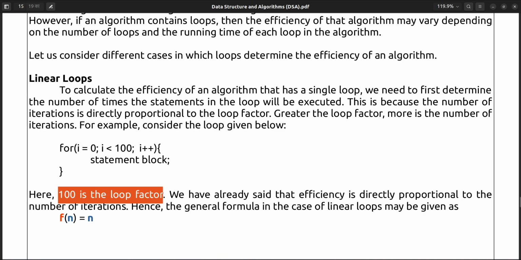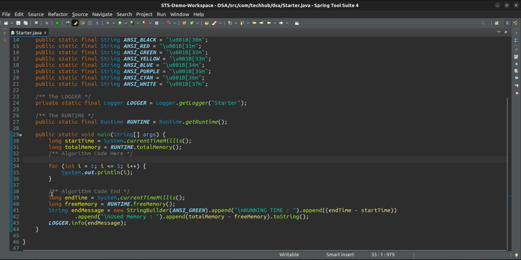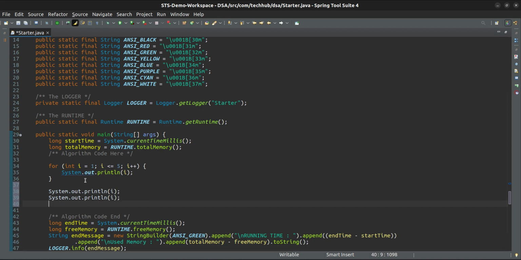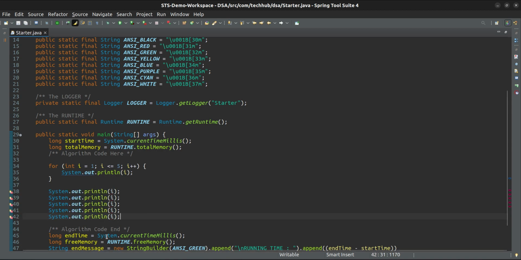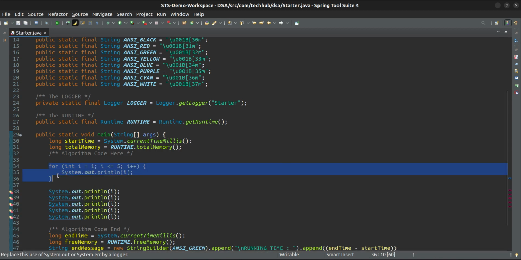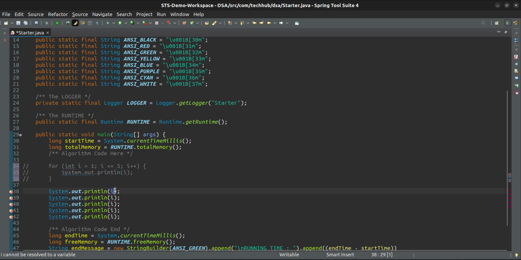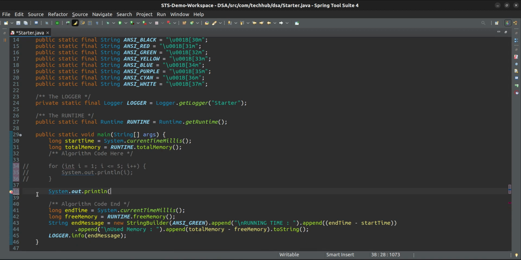If you write 5 SOP statements outside this for loop, that is also the same, and if you write this SOP statement inside the loop, that is also the same, because definitely it will be executed 5 times only. This statement will be executed 5 times. And if you write this statement here like that, it will also execute 5 times. You don't consider this a loop, you can write 1 2 3 4 5 like that, but that is also 5 times only.